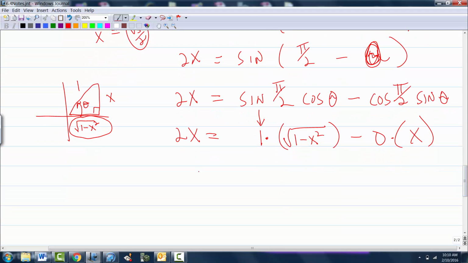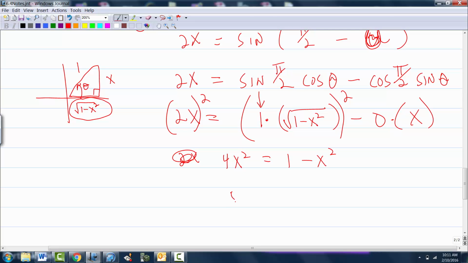By golly, how am I going to do that? No time. Square both sides. That almost looks like a dead skunk. 4x squared equals 1 minus x squared, and then this is just freedom. Okay, then what do we do next? Add x squared to both sides. Divide by 5. A root both sides.